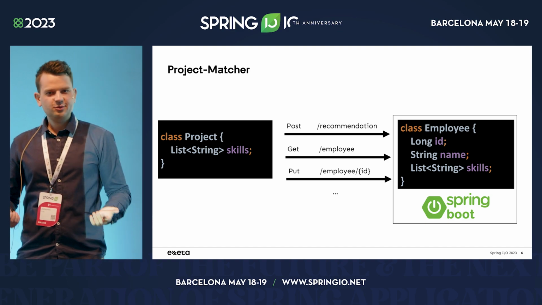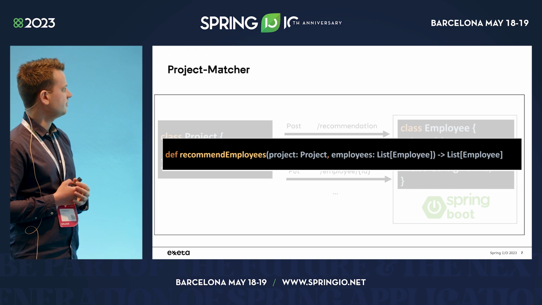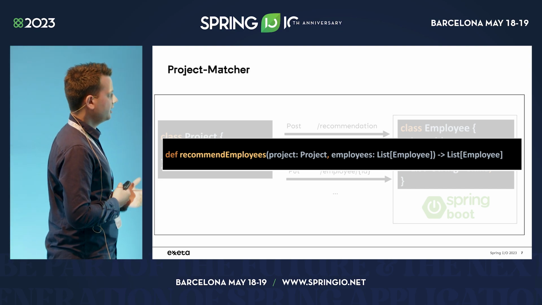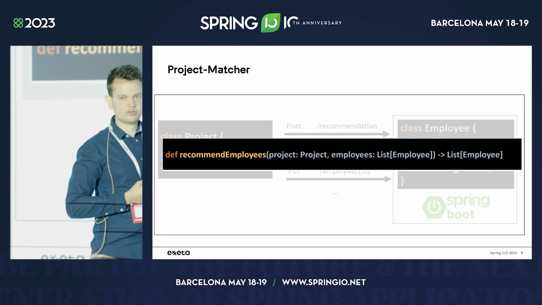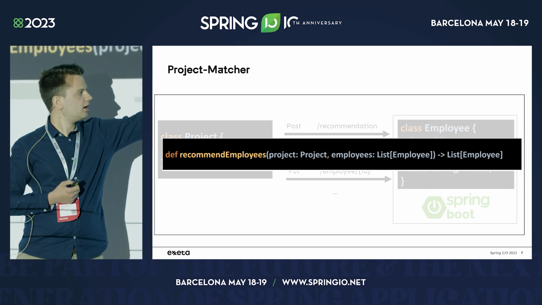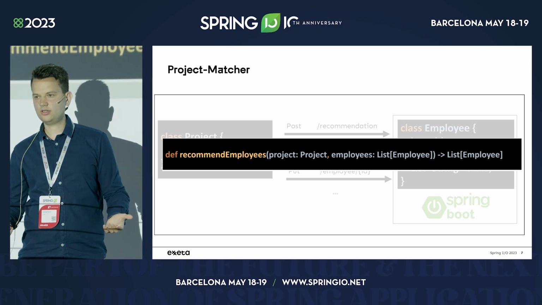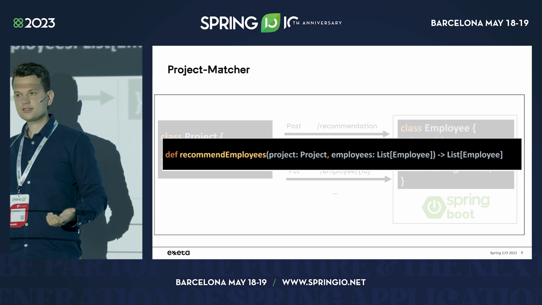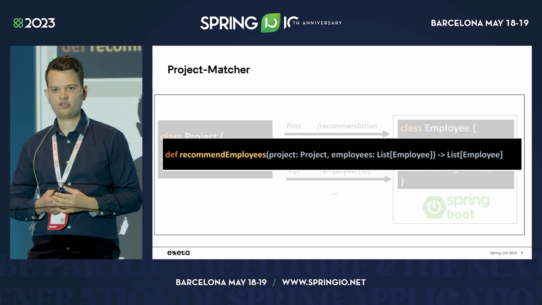As developers, we now have to implement this function. The function is called recommend employees, and it's getting two arguments. The first argument is the project, so the project we want to find the employees for. And here are the employees, so all employees in the company in our data store. And the return, again, is a list of employees, and these are the best fitting candidates for the project.